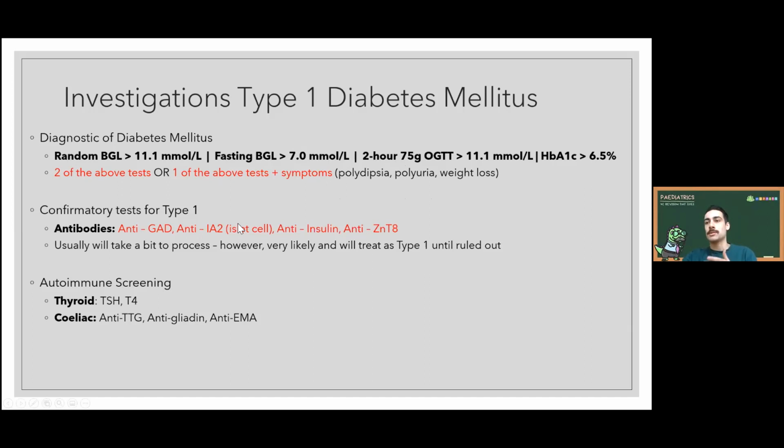So these are some buzzwords to keep in mind for the exam: anti-GAD, anti-IA2, which is islet cell antibodies, anti-insulin, and anti-zinc transporter 8 antibodies. These take a while to process. So if it's an emergency situation, they're going to treat like type 1 diabetes with insulin anyway, but this is usually to confirm in the clinic a couple of weeks later. And then testing for autoimmune conditions. So thyroid disease and celiac disease are very common with type 1 diabetes.